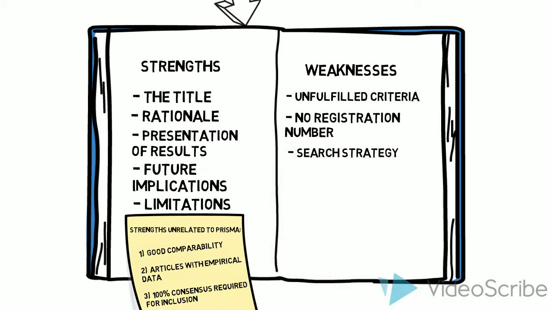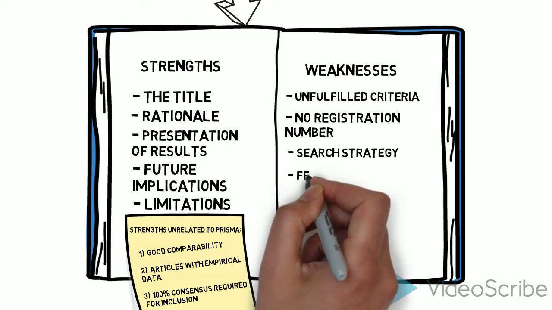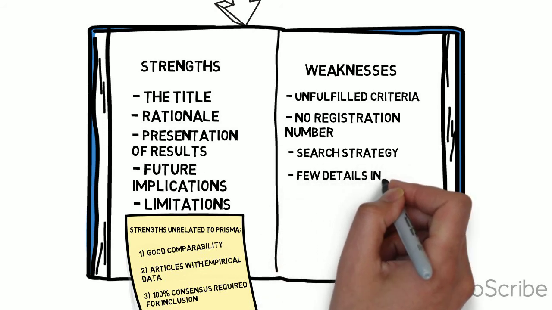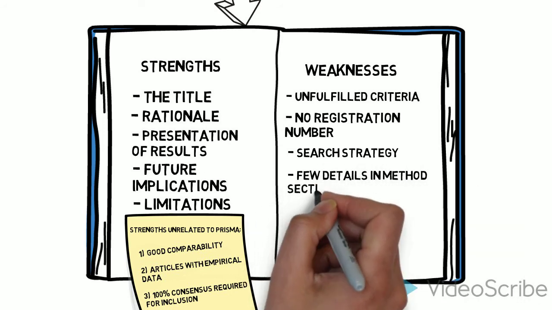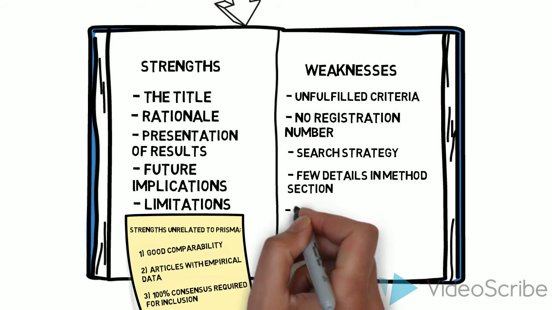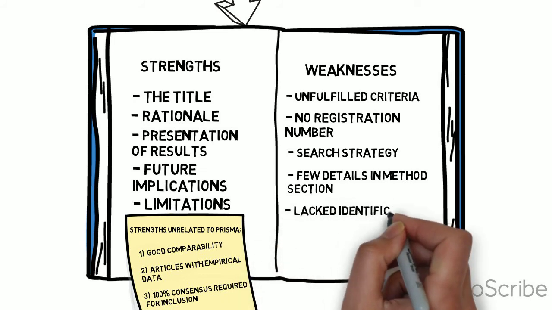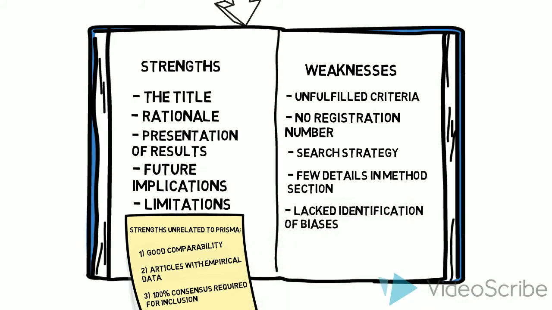Furthermore, the search strategy, item 8, was not detailed enough to be reproducible. The minimal details provided in the methods section make it difficult to reproduce and verify results, with decreased transparency. In addition, the article lacked identification of biases such as item 12, risk of bias of individual studies, and item 15, risk of bias across studies.